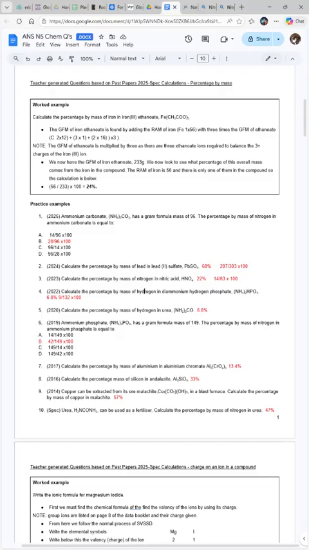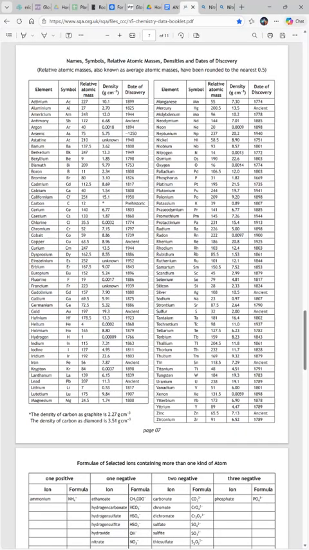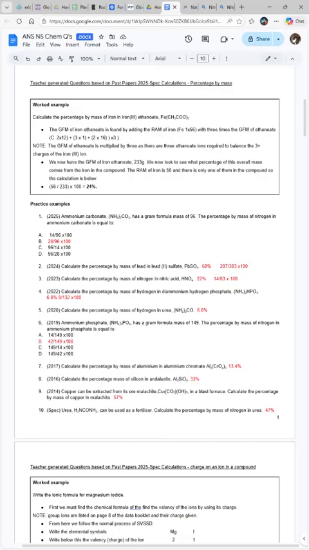So calculate percentage by mass of hydrogen in diammonium hydrogen phosphate. So in this case, we've got one hydrogen here, and then we've got 4 times 2, so we've got 8 hydrogens there. So we've got 9 hydrogens in total. Our data booklet will tell us that hydrogen has a relative atomic mass of 1. So that means that we have an overall mass of hydrogens in this compound for 1 mole of 9. If we take the whole GFM of the compound, we get 132. So 9 over 132 times 100 is 6.8.